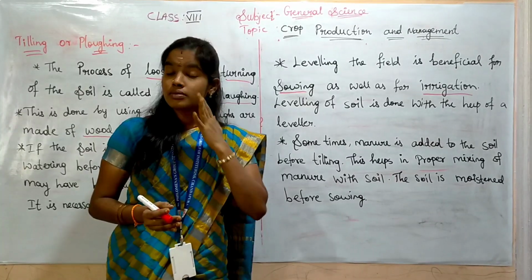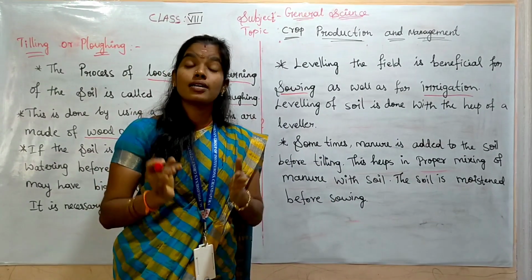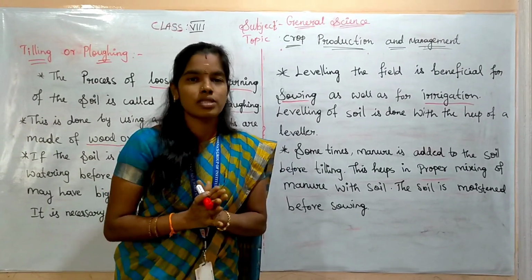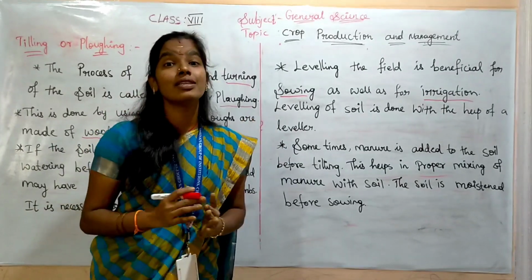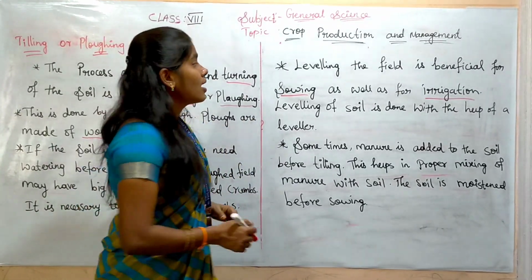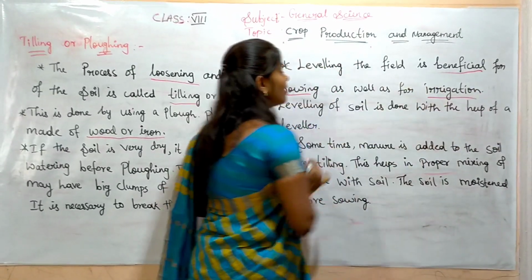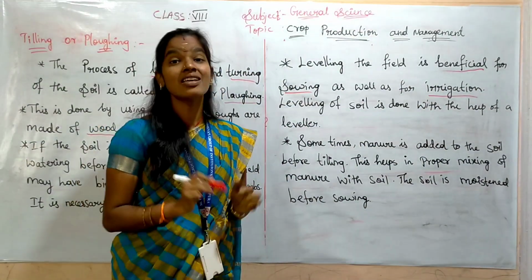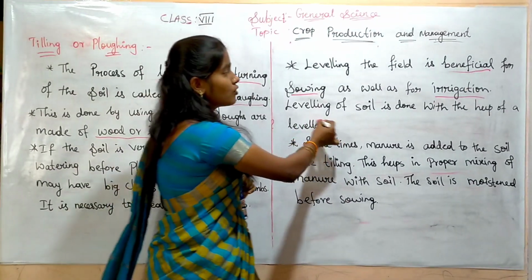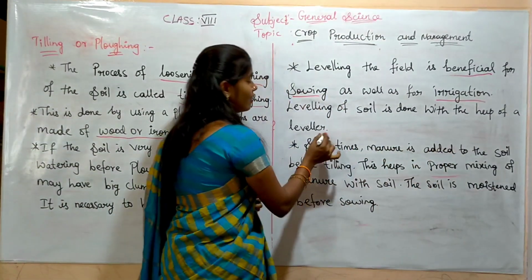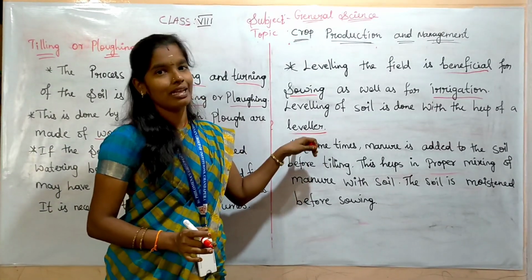Next, the ploughed field contains large, big clumps. We have to break those clumps, and then we have to level that particular field. Leveling the field is beneficial for sowing the seeds as well as irrigation. For watering also it is beneficial. Leveling of soil is done with the help of a leveler. So how do we level the field? With the help of a leveler instrument.